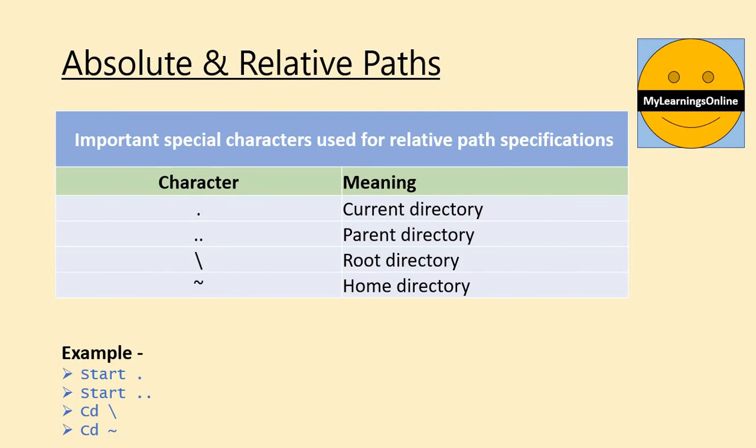This table contains some characters that are very frequently used while specifying relative path for any file or folder. I will personally encourage you to memorize all these characters because you will be using these characters very frequently. Single dot represents current directory, double dot represents parent directory, backslash represents root directory, tilde character represents home directory. In this example, we can see some uses of these characters.